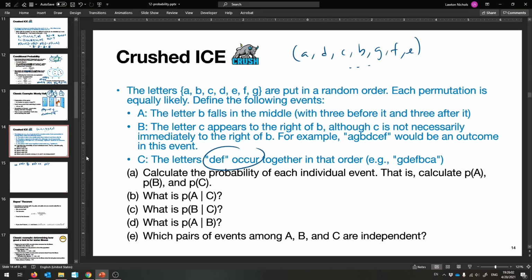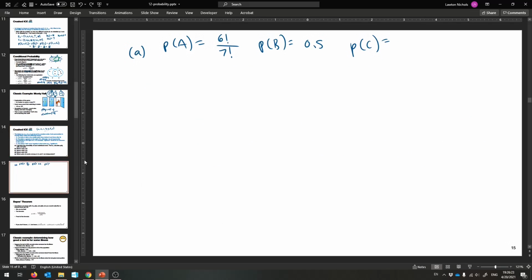The letters D, E, F occur together in that order, which is like a problem we've done. These are stuck together now. They are 1 character. So now I have 1, 2, 3, 4, 5 characters total to permute. We just treat D, E, and F, because they have to appear in that order, as 1 character. And so it's 5 factorial. You see that? 5 factorial ways to permute that different kind of string, over 7 factorial.